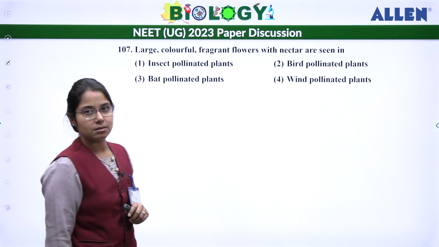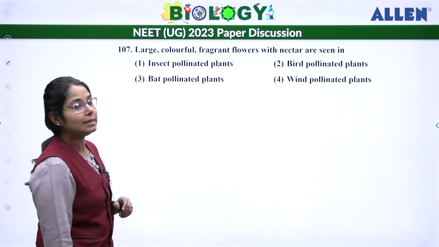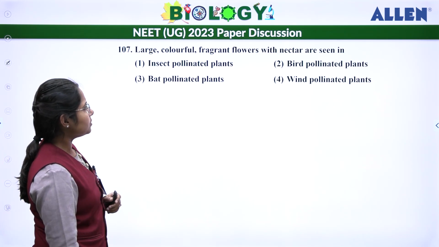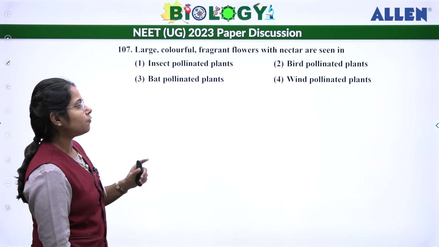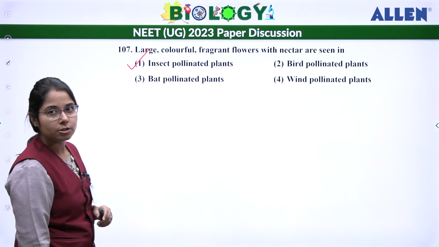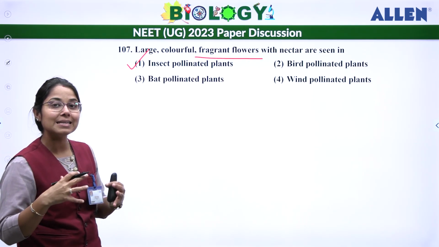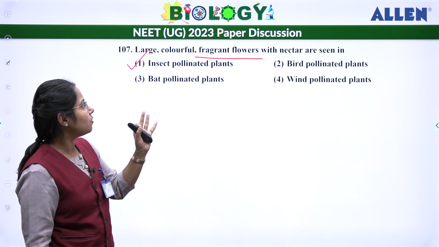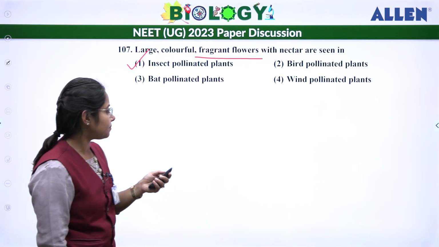Let's see the next question. So large, colorful, fragrant flowers with nectar are seen in what? First option, insect pollinated plants. Second option, bird pollinated plants. Third option, bat pollinated plants. And the fourth option is wind pollinated plants. So the correct answer for this will be insect pollinated plants. Large, colorful, fragrant flowers are just to attract the insects for the pollination. So these flowers, which are large, colorful, fragrant and have nectar, are insect pollinated plants.